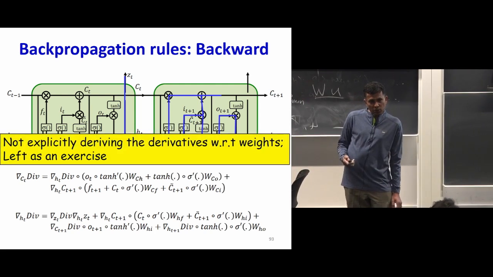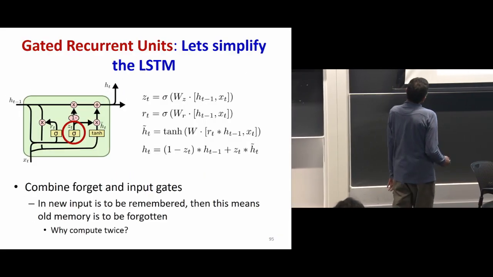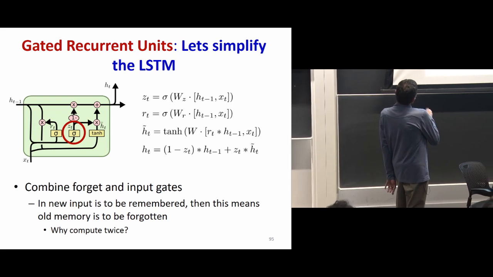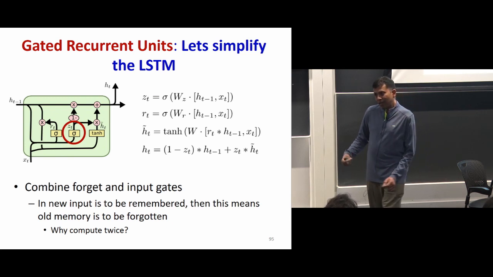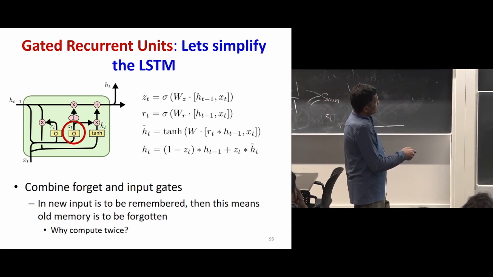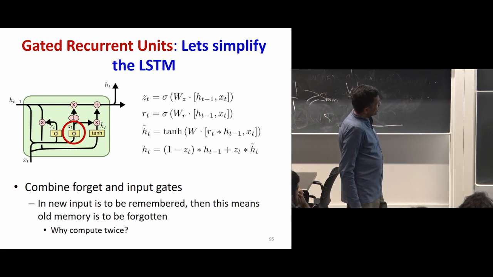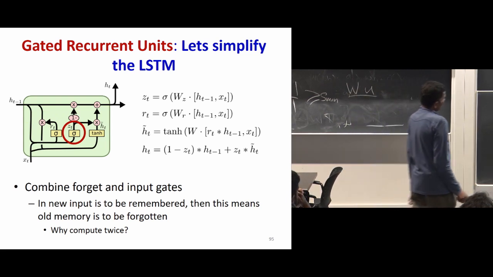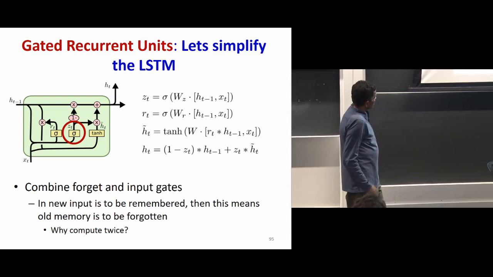So instead of overcomputing, you reduce the number of computations, and you can expect that the computations will perhaps be more reliable. So here is what happens. Look at what's happening over here. Here now, you have the hidden cell state. In this figure, they're calling it H. But observe that there's no explicit forget gate and then an explicit additive input. Instead, all of that is being performed just once over here. You're combining the forget and input gates. So if new input is to be remembered, then this means that old memory is to be forgotten. Combine the two. So why compute twice?